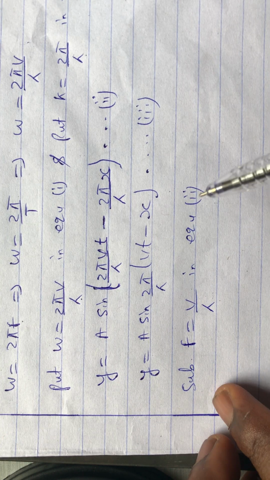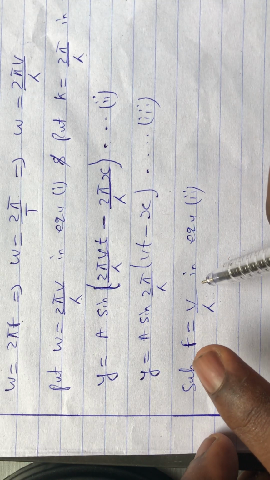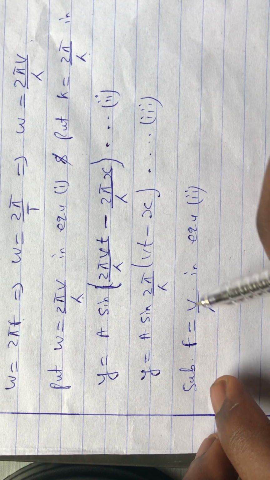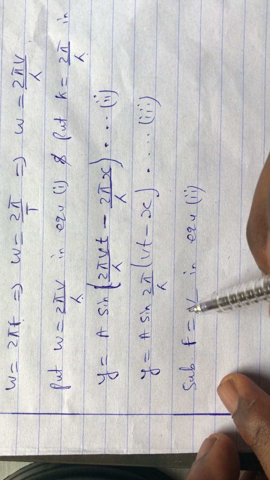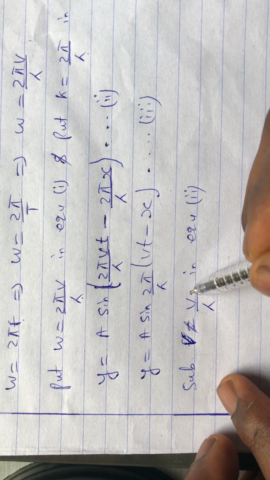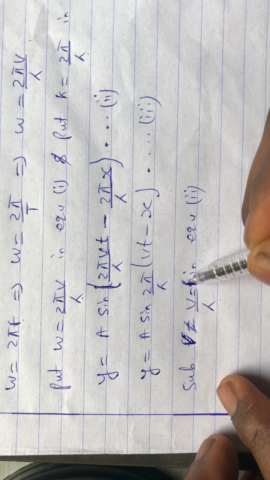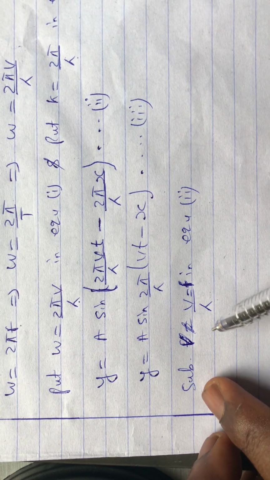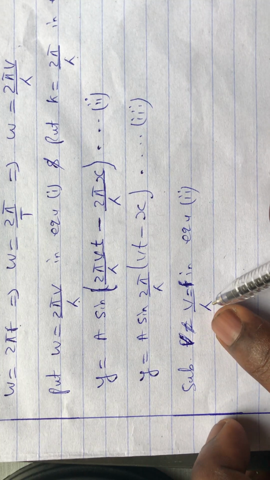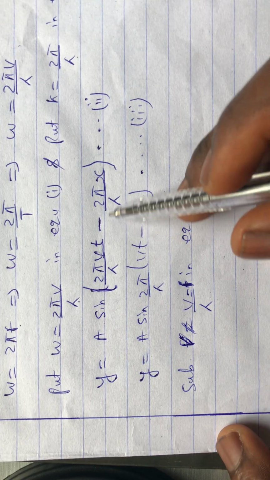No, sorry, it's supposed to be this way. It's not supposed to be substitute f equals v all over lambda. It's supposed to be substitute v all over lambda equals f. This is f. Substitute v all over lambda equals f. That means when you see v all over lambda, you put f. What are you going to have in this second equation?